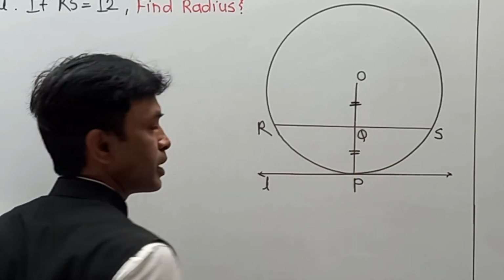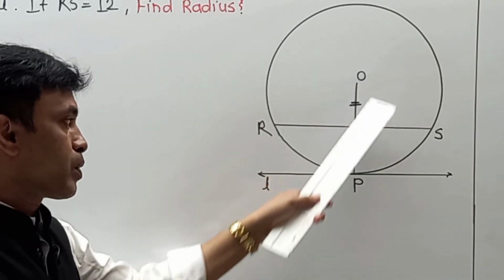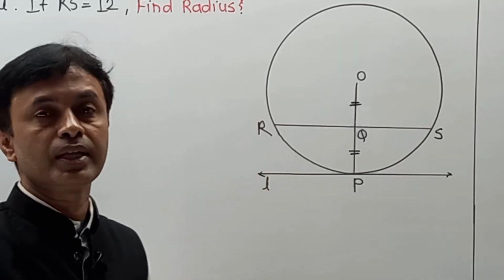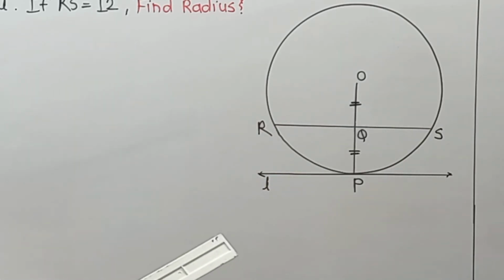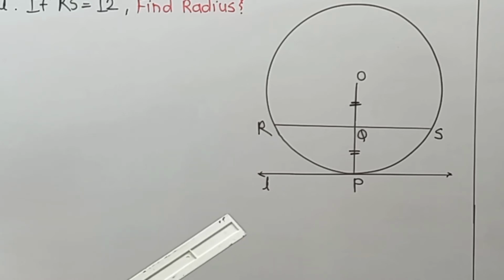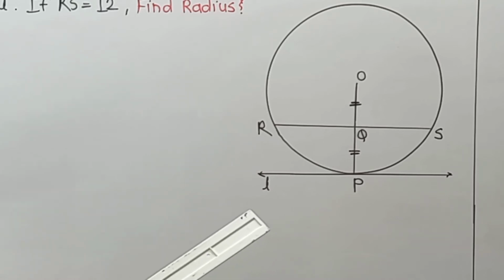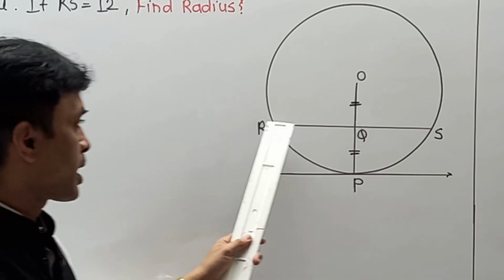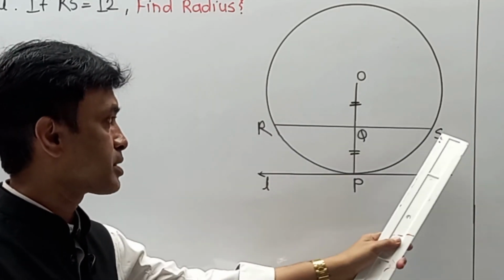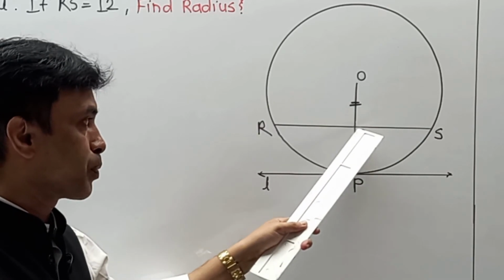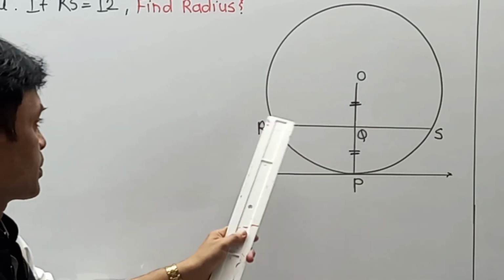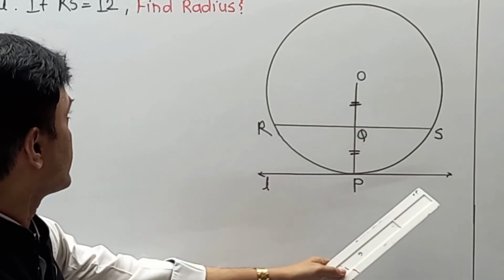In short, OP is a radius, but now OQ is equal to QP. Next, RS is a chord through Q such that chord RS is parallel to line L. RS is a chord which passes through point Q and it is parallel to line L.